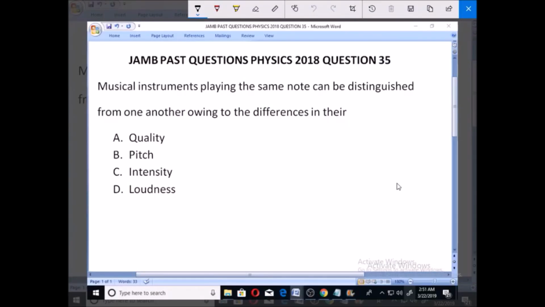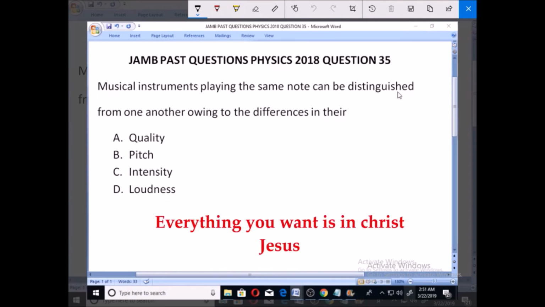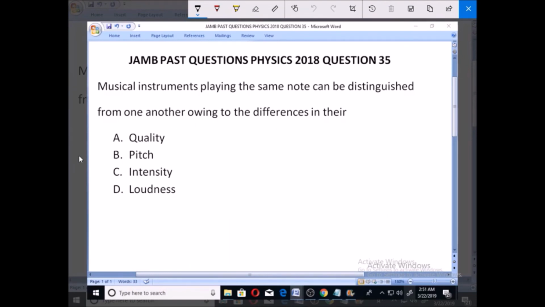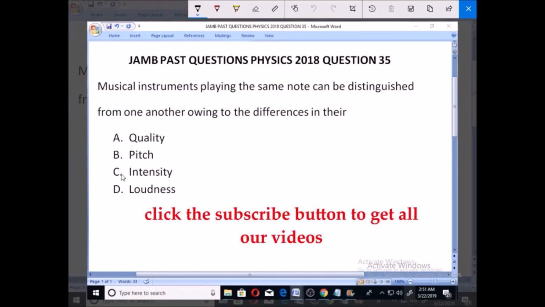Let's look at this JAMB past question, Physics 2018, question number 35. Musical instruments playing the same notes can be distinguished from one another owing to the difference in their: A. Quality, B. Pitch, C. Intensity, D. Loudness.